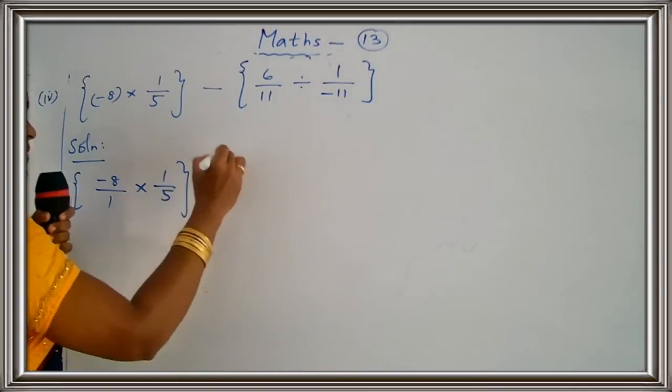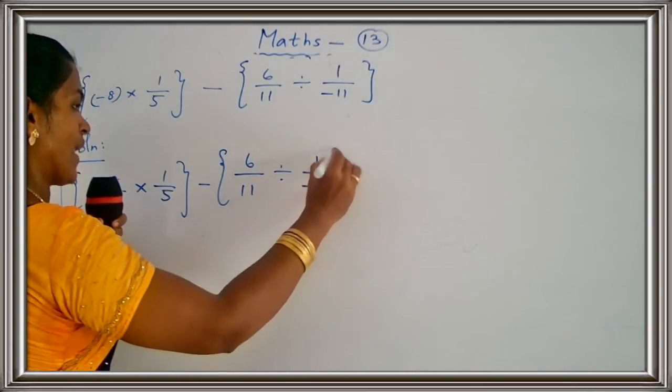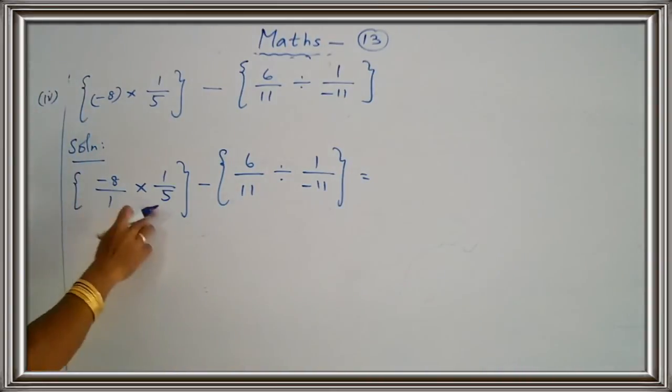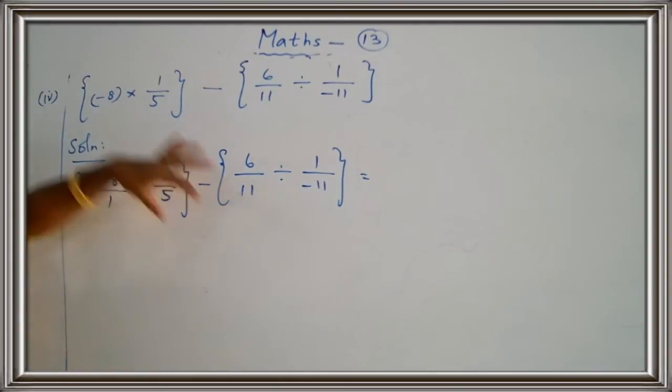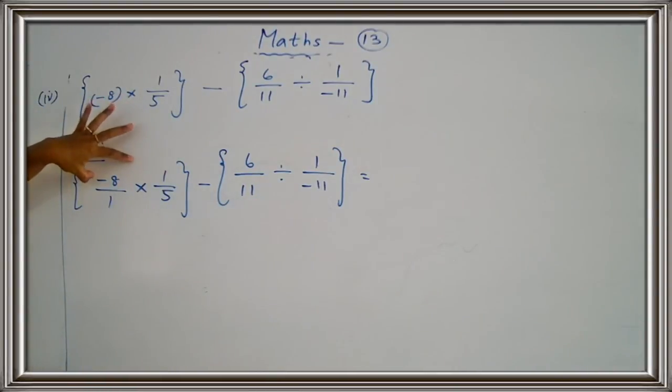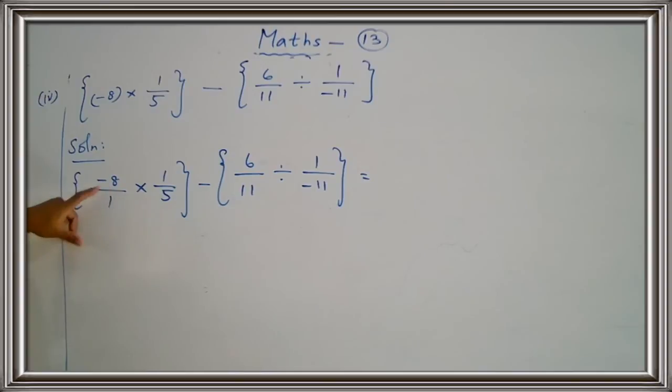Minus, here minus operation is there. Next to find this value, 6 upon 11, here division is there. So you convert into the multiplication operation. So 6 upon 11 multiply, you put the reciprocal. Yes children, multiply the dividend by the reciprocal of the divisor. So 6 upon 11 divided by, what is the reciprocal? 1 upon minus 11, reciprocal is minus 11 upon 1. Are you clear? Division sign is there. We change the division sign to multiply. Then what should we do? The reciprocal of the divisor. So 6 upon 11 multiply minus 11 upon 1.